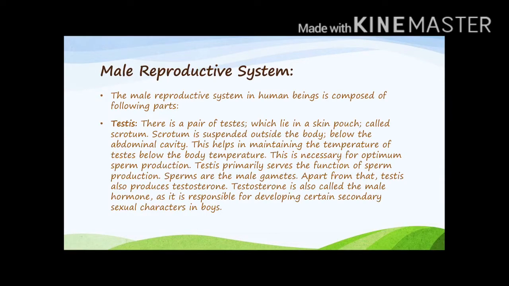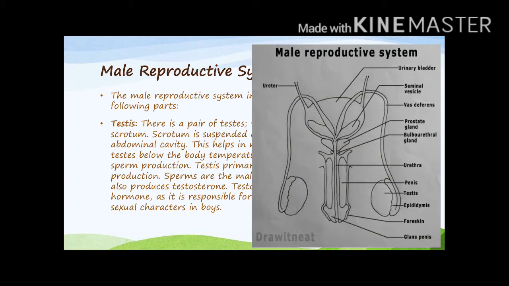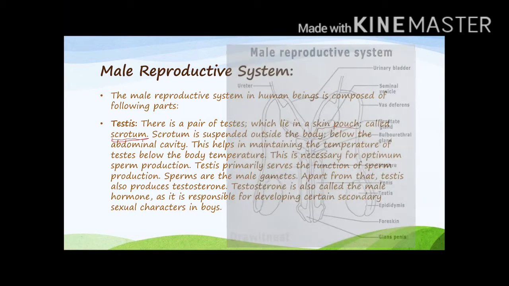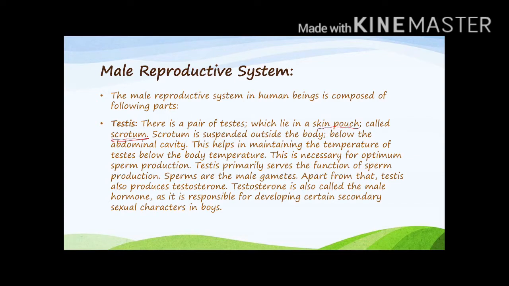Next, we will have to discuss the male reproductive system, and then we will discuss the female reproductive system. So first of all, let's discuss the male reproductive system. It comprises the following parts. First one is the testes. There is a pair of testes which lies in a skin pouch called the scrotum. The term you must remember: the pouch in which a pair of testes remains is called the scrotum.